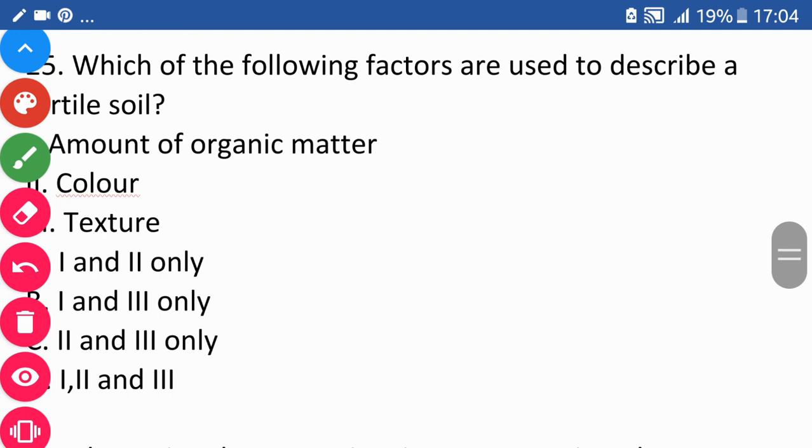Which of the following factors are used to describe fertile soil? The color, okay, let me start. Amount of organic matter, the color and the texture as well. So the answer is D. So the answer is the amount of organic matter, color, and texture.